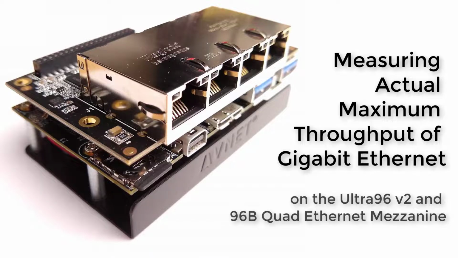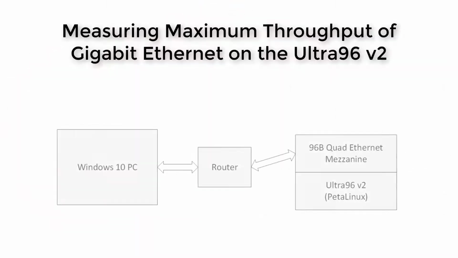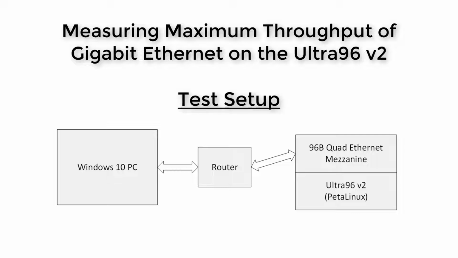So in this video, we're going to measure the maximum throughput of the 96B Quad Ethernet Mezzanine on the Ultra96 running Linux. In my setup for this, I have a PC running Windows 10. I have an Ultra96 V2 with the 96B Quad Ethernet Mezzanine on top. Both the PC and the Ultra96 are connected to a router.